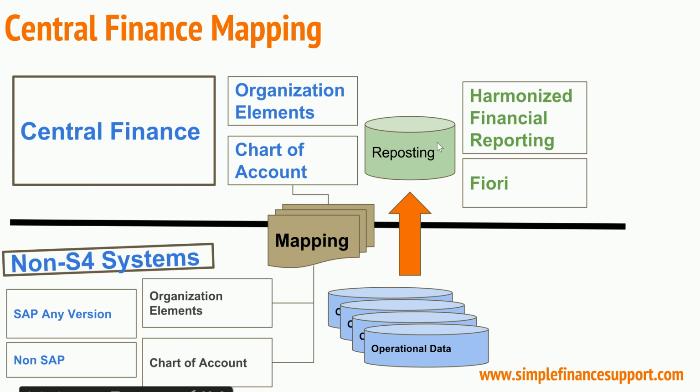Once the reposting is done, the accounting data is going to be in the universal journal table, which means it is the journal itself. Accounting documents are available along with the organizational elements such as cost centers, internal orders, profit centers, and all other information which is normally used for segment reporting, for example. All that will be available in the central finance system. Then automatically you can report that information for any financial reporting, and again you can use the Fiori applications as well.